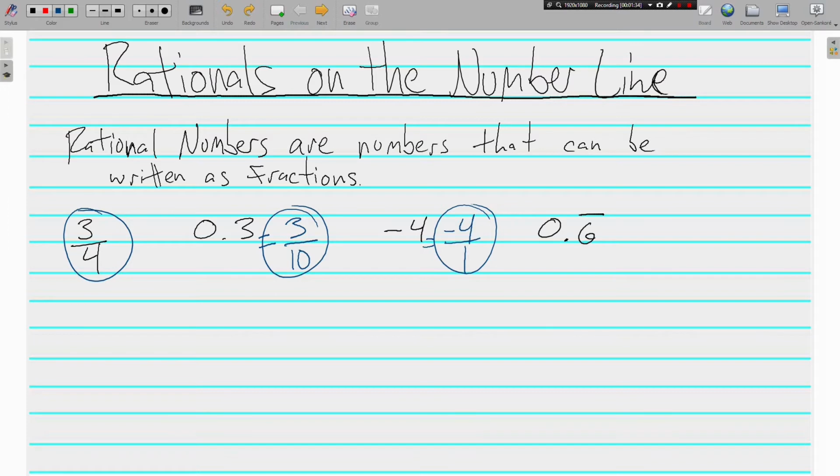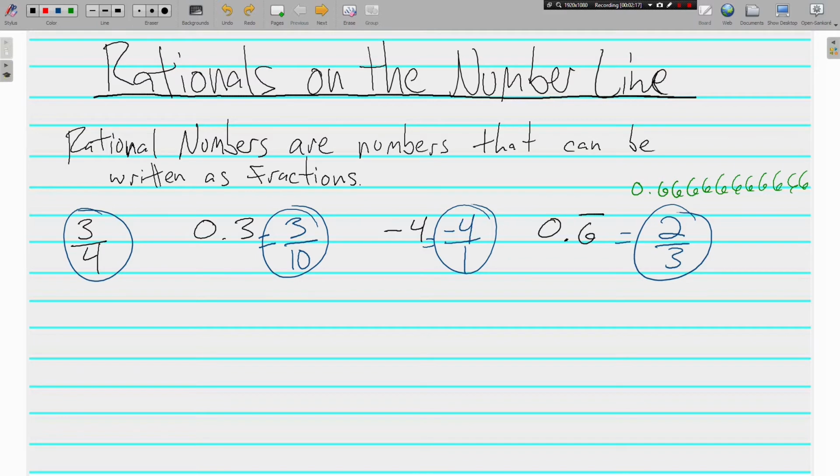Then we have a repeating decimal, 0.6 repeating. The bar over that 6 means the 6's go on forever: 6, 6, 6, 6, 6, 6. And yes, repeating decimals can be written as fractions. 0.6 repeating is 2/3. At some point we will talk about how to convert a repeating decimal into a fraction, but for now, just know that repeating decimals can be written as fractions, so they are rational.